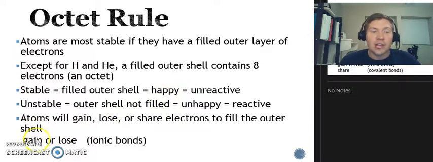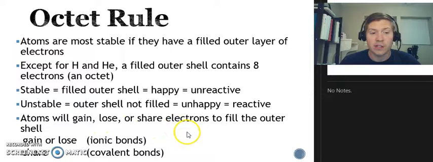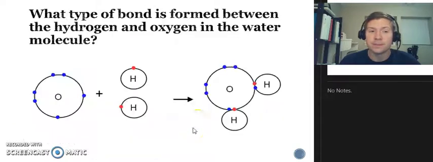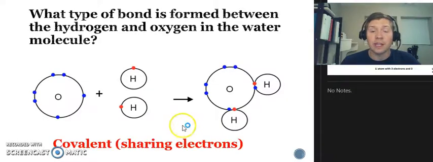Alright, if it does gain or lose electrons with another atom, that's called an ionic bond between atoms. If it shares electrons, that's called a covalent bond. So check out this picture and see if you can figure out what type of bond it is formed between the oxygen and the hydrogen to make water. So look over here. Are the electrons given from one to another, or are they shared? This is a covalent bond because they are shared. You can see them drawn like this.